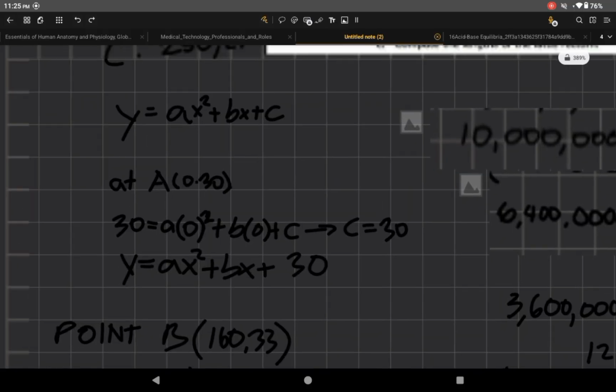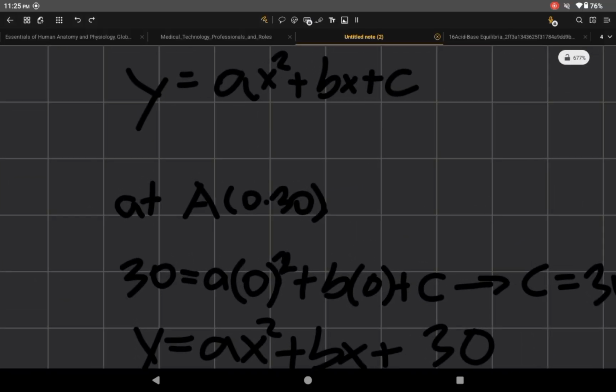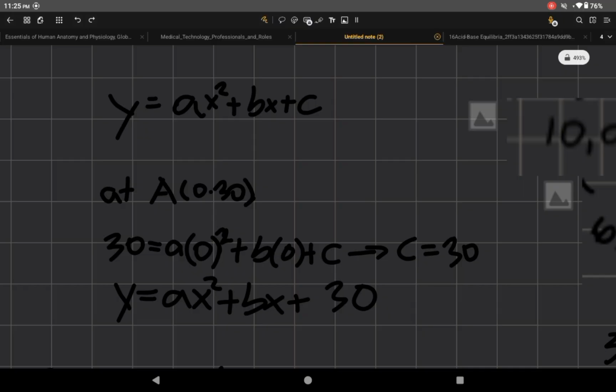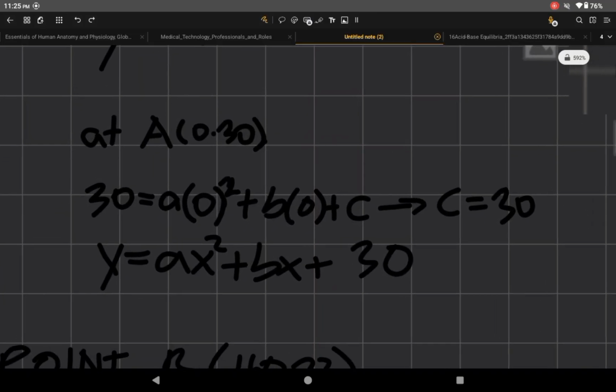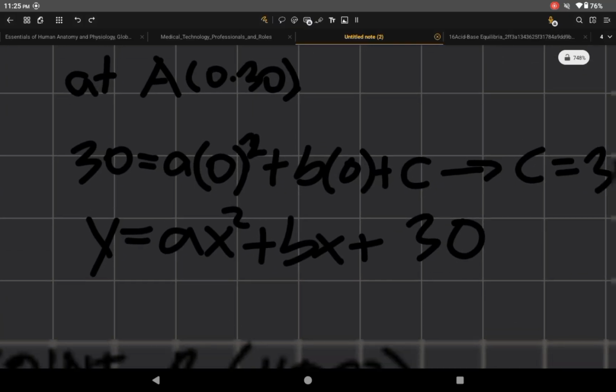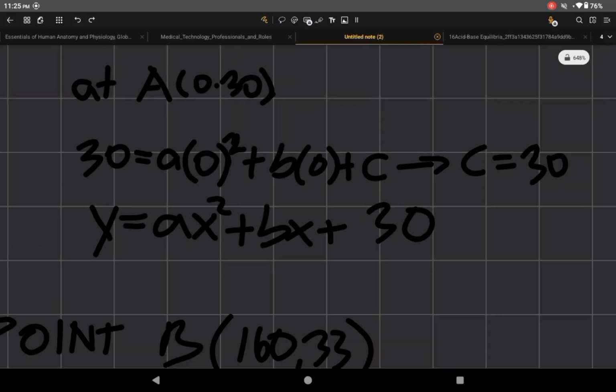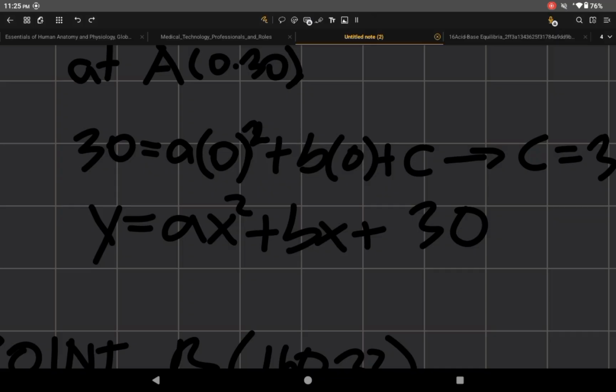Take note that our x and y for point A is 0 and 30. So since y is equal to ax squared plus bx plus c, we substitute y with 30 since its elevation is 30. And for x squared, since x is at the origin, it's 0. So substitute now. 30 is equal to a times 0 squared plus b times 0 plus c. Then c is 30. So the final answer is y equals ax squared plus bx plus 30.